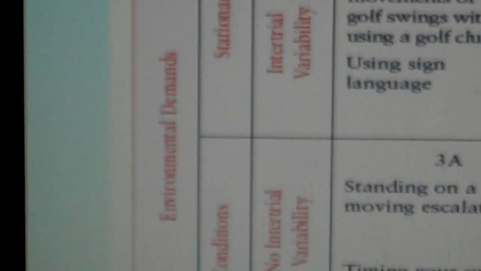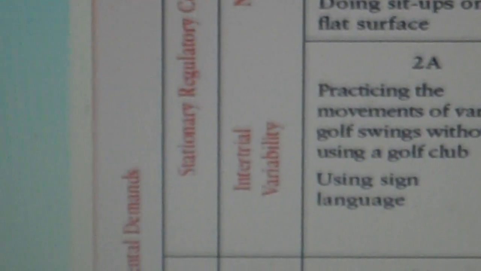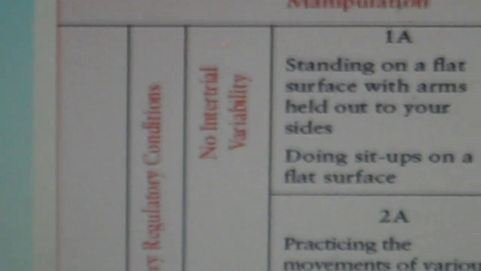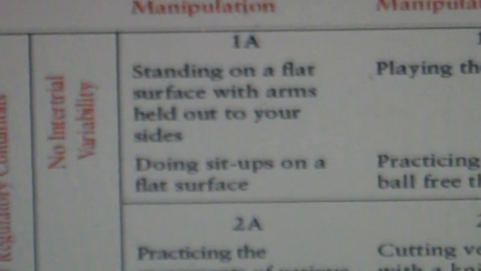Now I move over to environmental demands, stationary regulatory conditions, or in motion. If I'm doing a body weight squat in the gym, while yes, there might be people moving around the gym, none of them are moving around in a way that's going to impact my skill, so it's stationary regulatory conditions. I now know I am either 1A or 1B. Intertrial variability or no intertrial variability? No intertrial variability, which means I am 1A. That is how I would classify that task.